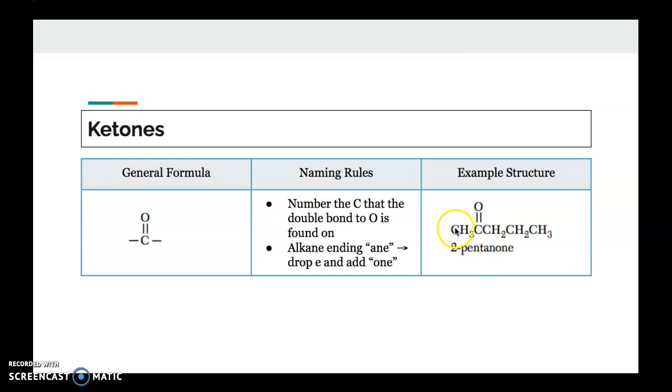So for example, over here we have 1, 2, 3, 4, 5 carbons. So we get pentane, and then this becomes pentanone. And then we number our carbon, again, following the lowest number. So 1, 2, it could be on the 2, or 1, 2, 3, 4 on the fourth carbon. We're going to pick the lower number, so we get 2-pentanone.